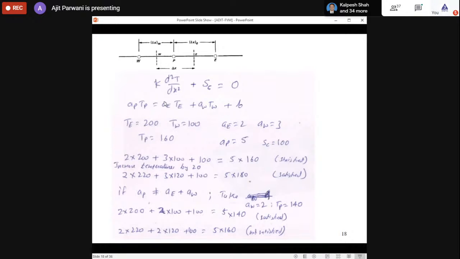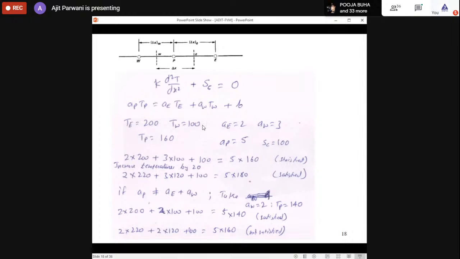Now suppose TE is equal to 200, TW is 100, and there is no source term, so B is equal to 0. Suppose AE is equal to 2 and AW is equal to 3. So what should be the value of TP? The TP value will come equal to 160. And AP is equal to 5, and suppose SC is equal to 0.